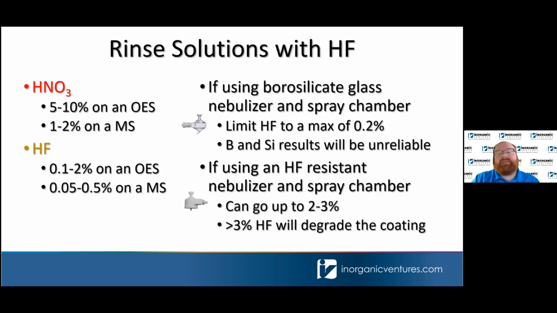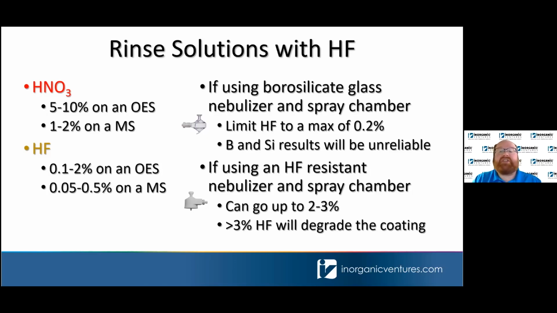If you're using borosilicate glass for your nebulizer and spray chamber, you're going to want to limit the HF to 0.2%. No matter what level of HF you put in there, boron and silicon results will be unreliable. So you'll get bad RSDs, random good counts on one sample, and the next sample will look bad for those two elements. It's really a crapshoot. It will be good and bad, and it just won't be reliable. But it will help out with the washout of those HF elements.